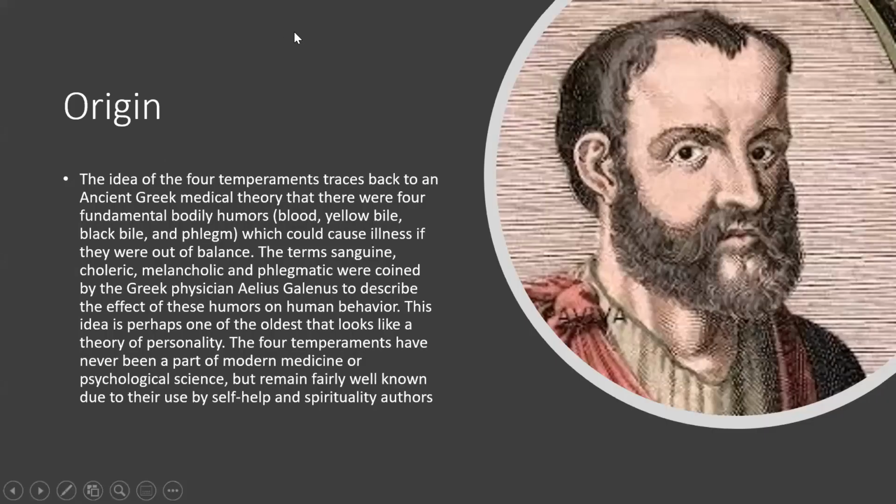So I love just knowing the origin and history of things. The idea of the 4 temperaments traces back to an ancient Greek medical theory that there were 4 fundamental bodily humors: blood, yellow bile, black bile, and phlegm, which could cause illness if they were out of balance. The terms sanguine, choleric, melancholic, and phlegmatic were coined by the Greek physician Aelius Galenus to describe the effect of these humors on human behavior. This idea is perhaps one of the oldest that looks like a theory of personality. The 4 temperaments have never been a part of modern medicine or psychological science, but remain fairly well known due to their use by self-help and spirituality authors.